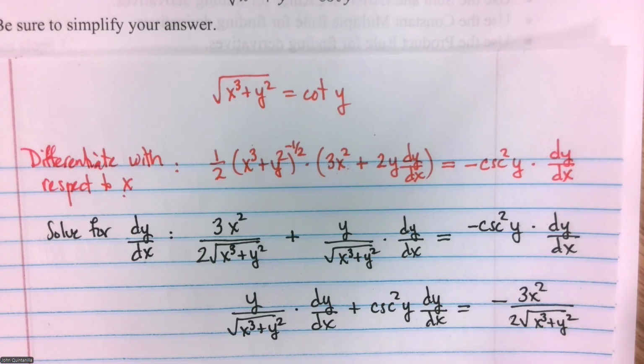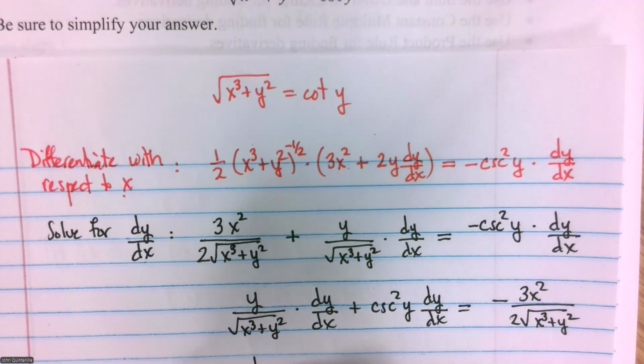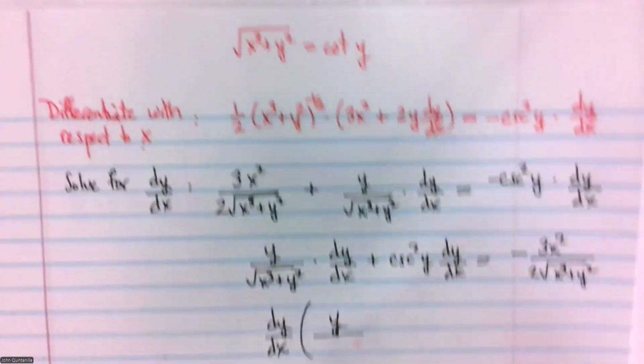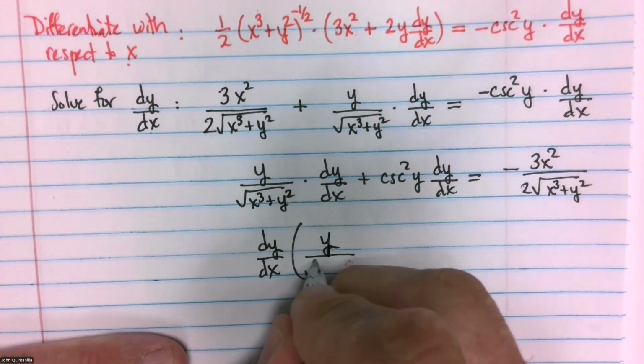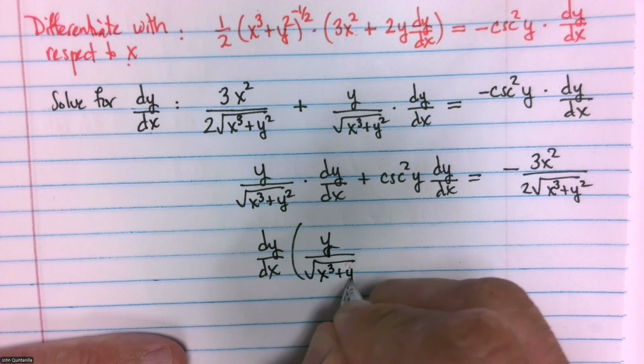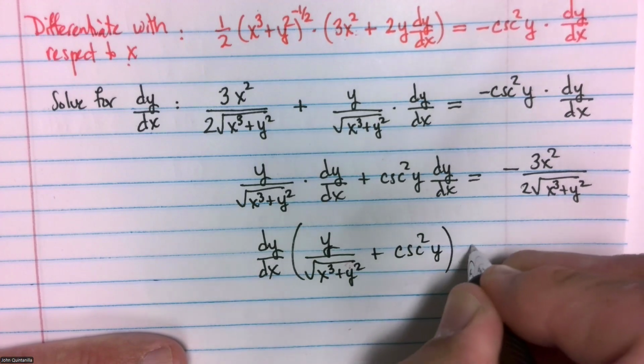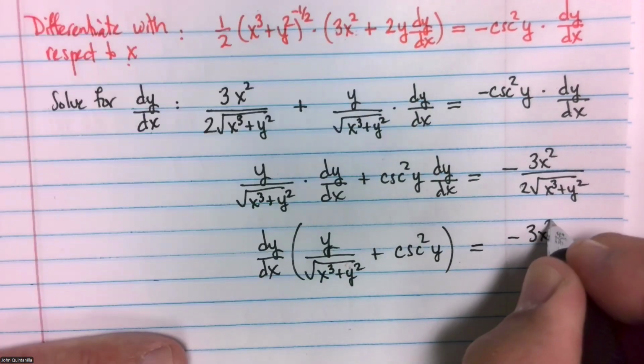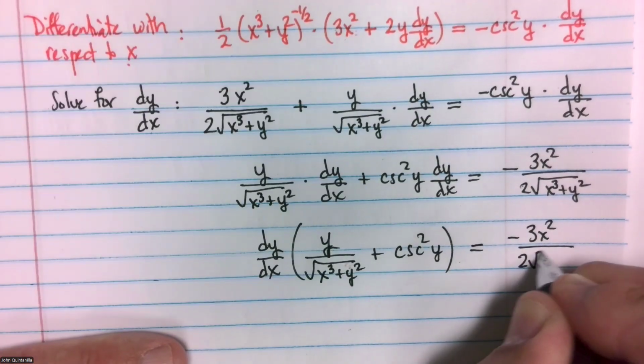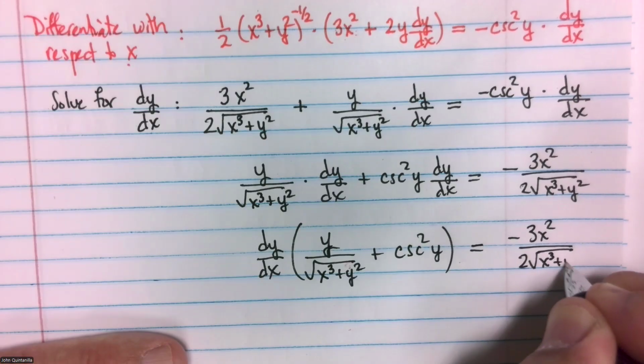Okay, now there are two options from this point. Let me do the most straightforward approach, and that is to factor out the dy/dx. So I factor out dy/dx, and I get y over the square root of x cubed plus y squared plus cosecant squared y. That is equal to negative 3x squared over 2 times the square root of x cubed plus y squared.